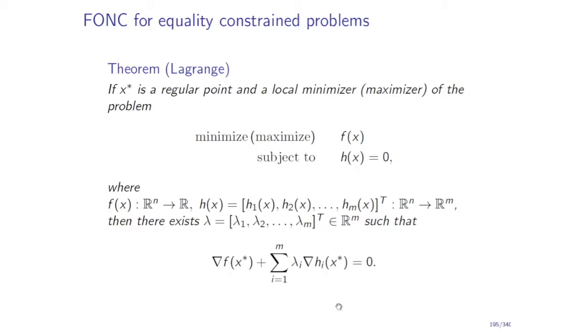So the Lagrange Theorem states that if x star is a regular point and the local minimizer or maximizer of the problem of optimizing f of x subject to the equality constraints, where all the functions involved here are continuously differentiable, then there exists the set of lambdas given by lambda 1 through lambda m such that this combination here, so the gradient of f of x star plus the sum for i between 1 and m of lambda i's times the gradients of h i's is equal to 0. Let's see what exactly this means, all right?